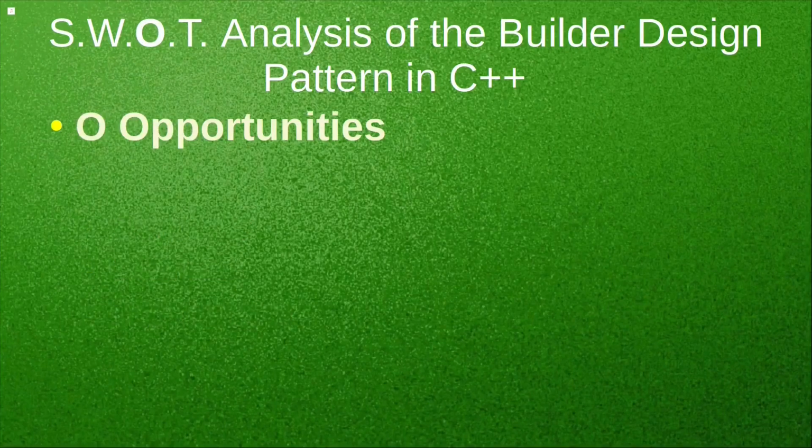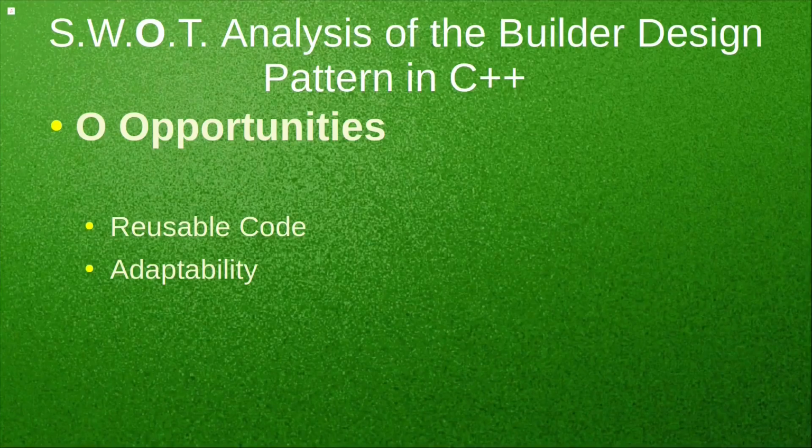O. Opportunities. Reusable code promotes reusable and scalable code patterns essential for large projects using C++ development. Adaptability easily integrates with object requirements, reducing rework when business needs evolve. Industry adoption. Aligned with best practices, it prepares students for real-world software design in C++.